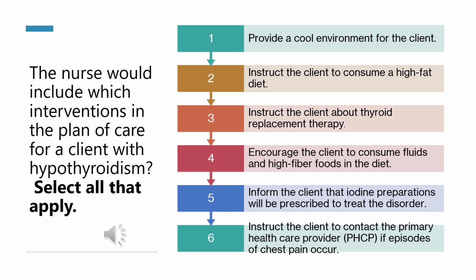Okay. So let's look at our potential responses. One, provide a cool environment for the client. Two, instruct the client to consume a high fat diet. Three, instruct the client about thyroid replacement therapy. Four, encourage the client to consume fluids and high fiber foods in the diet. Five, inform the client that iodine preparations will be prescribed to treat the disorder. Or six, instruct the client to contact the primary healthcare provider if episodes of chest pain occur.